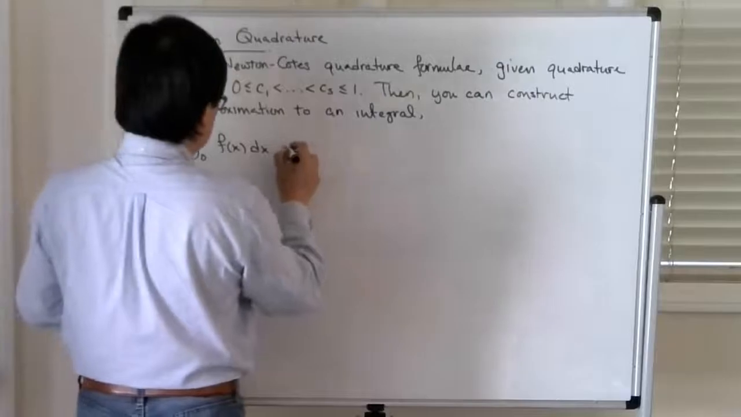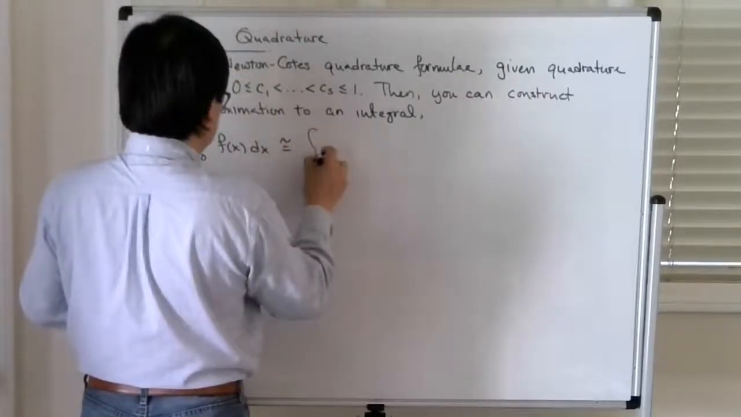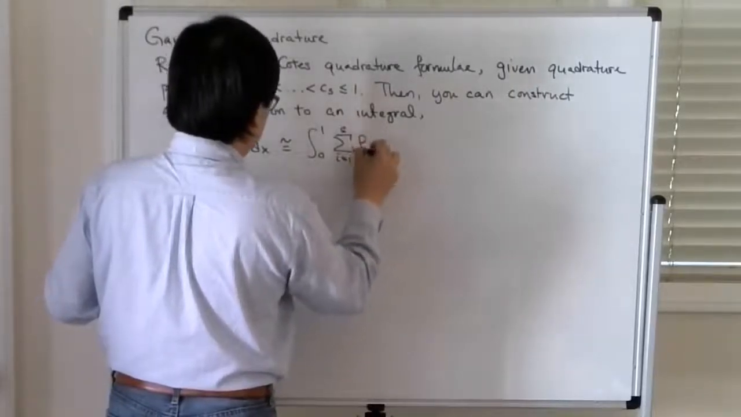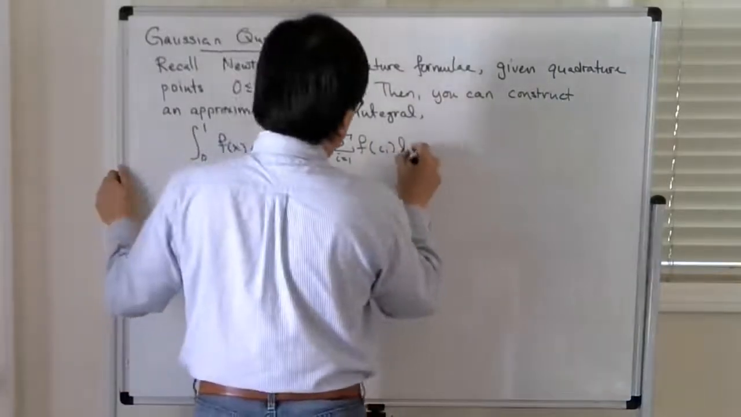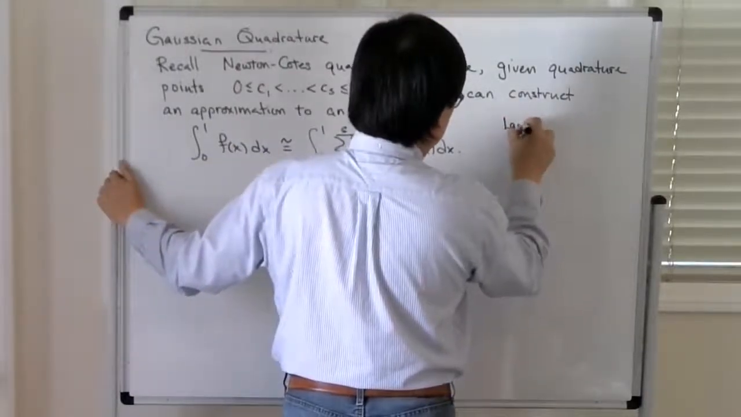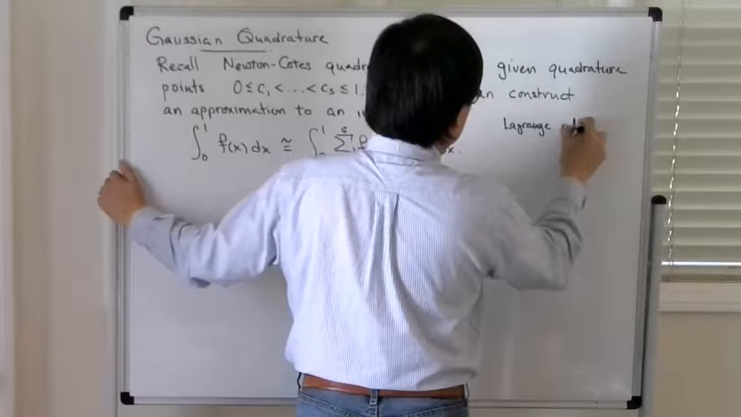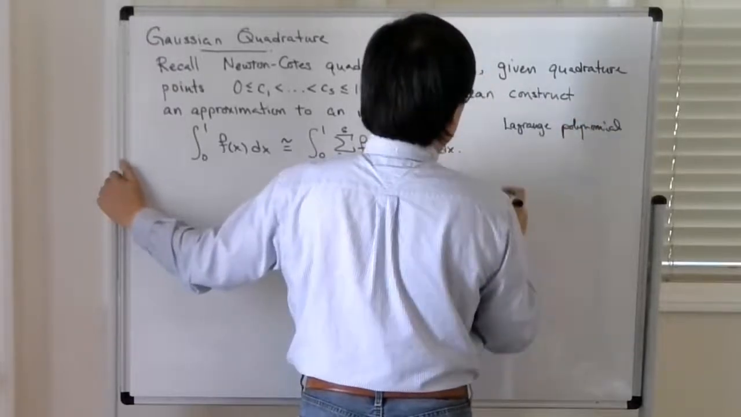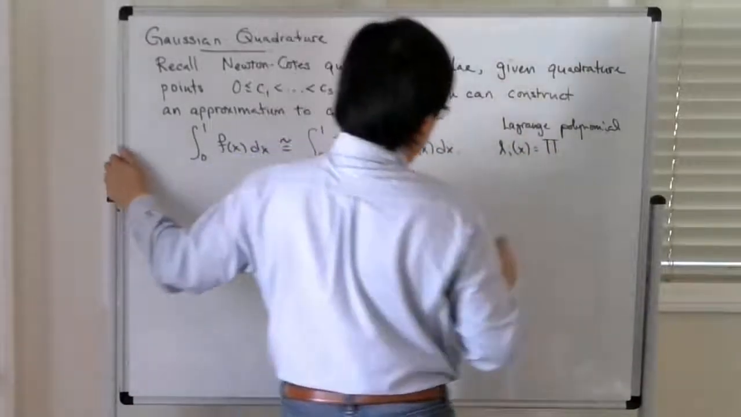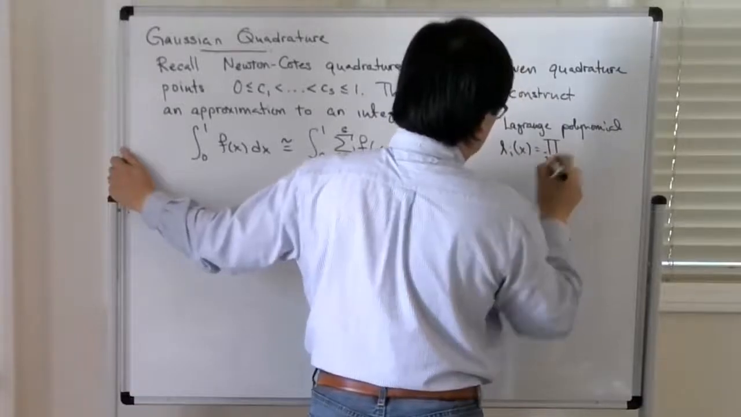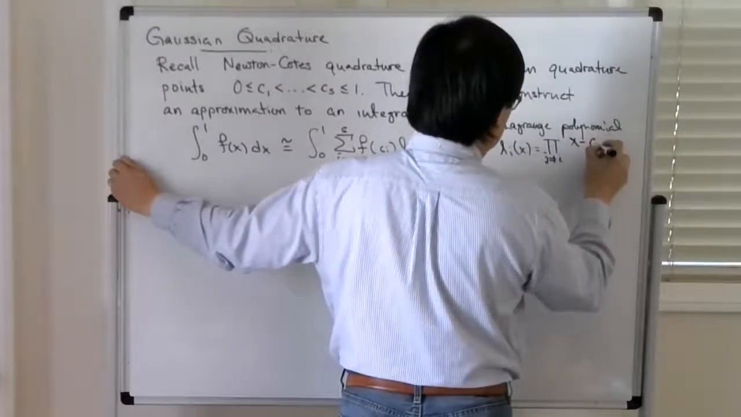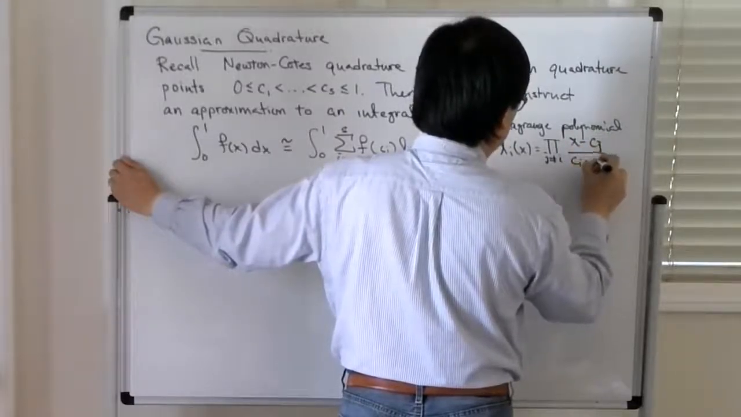So this is approximately equal to the integral from 0 to 1 of the sum from i equals 1 to s of f evaluated at ci times the Lagrange polynomial Li of x, and then I integrate this. So I have a Lagrange polynomial Li of x, and it's defined in the following way. I take the product over j not equal to i of x minus cj divided by ci minus cj.